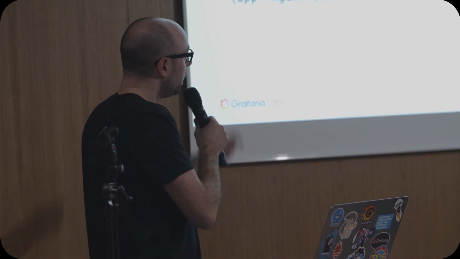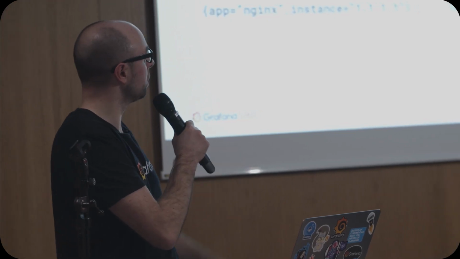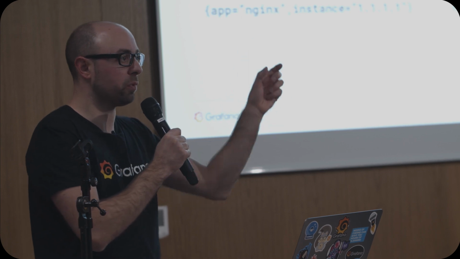Now, each single chunk is indexed using an inverted index. So each chunk is indexed by the label set, the minimum timestamp of the logs inside the chunk, and the maximum timestamp. This index is used at query time by the queriers in order to narrow down the chunks they need, given the input time range and query.